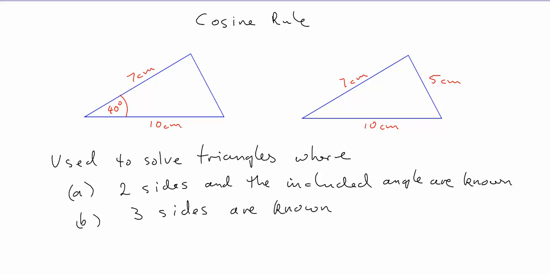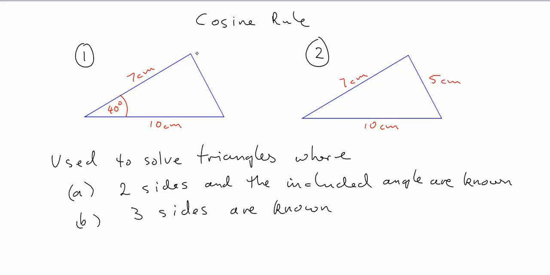The cosine rule is used to solve triangles where either two sides and the included angle are known, which is in this case here, which I'll call 1, where you can see we have this side 10, this side 7, and the angle between them is known. Or in the second case here, where we have a triangle where we know all three sides. In either of those cases we can use the cosine rule to find the other three unknown things.